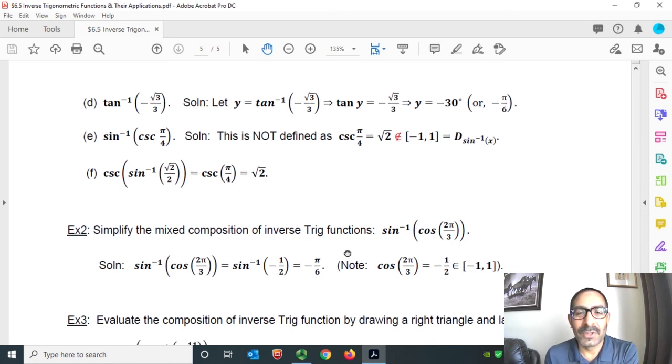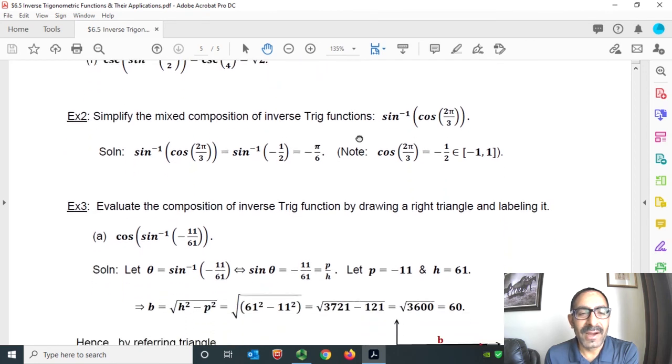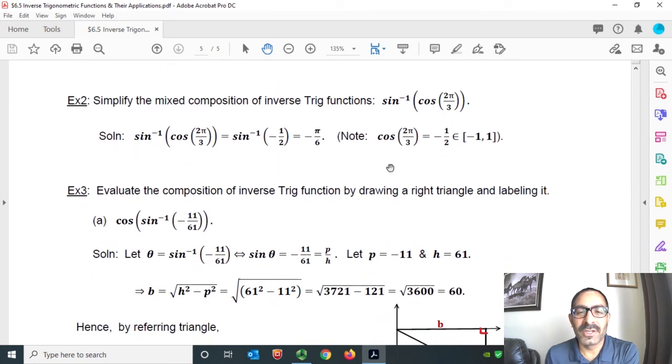Next, let's do example 2. Simplify the mixed composition of inverse trig functions: sine inverse of cosine 2 pi/3. Begin the solutions. Write down the trig functions here: sine inverse of cosine 2 pi/3. Let's find the value of the inside function first.